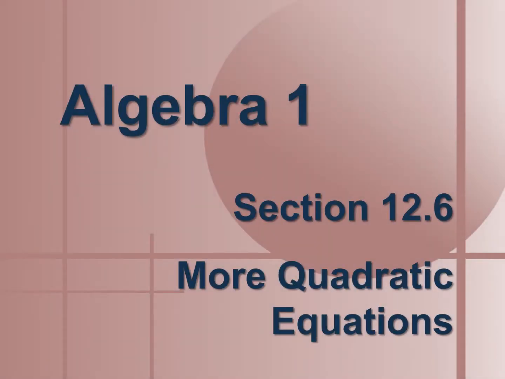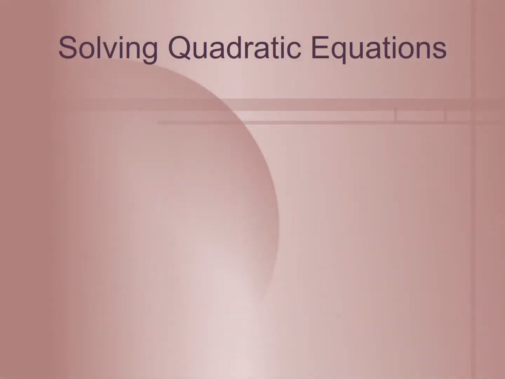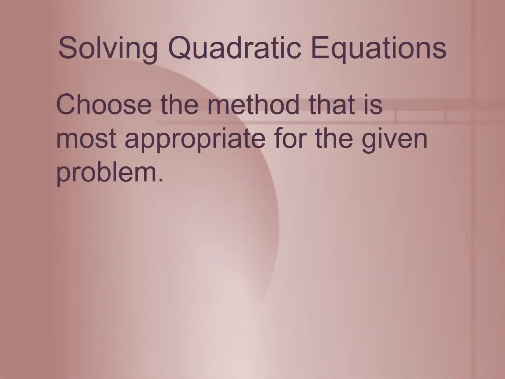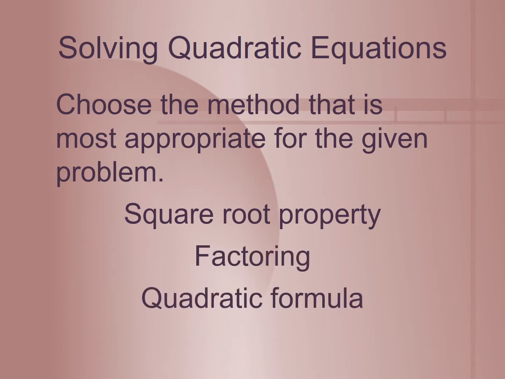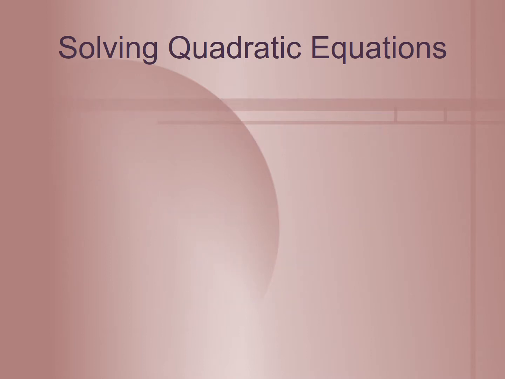We're going to learn more about quadratic equations in this lesson. When you're solving a quadratic equation, it's important to choose the method that's going to be most appropriate for the problem that you're given. There are three different methods that we can use: the square root property, factoring, and the quadratic formula. These are the questions you need to ask yourself to determine which method to use.